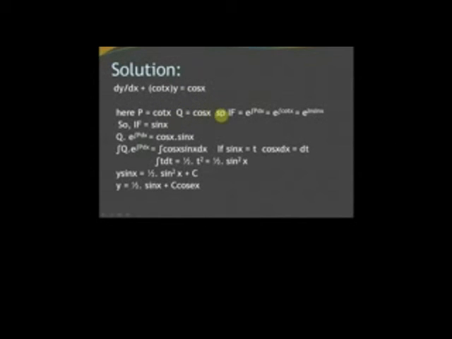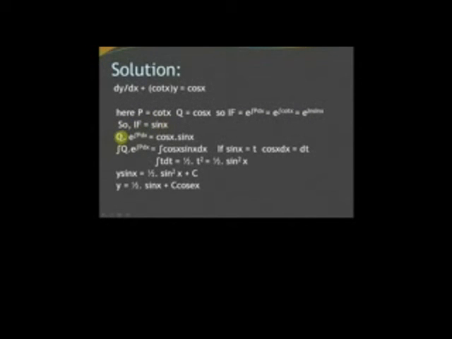So the integrating factor is e to the power of integral p dx. So this would be equal to e to the power of integral of cot x. Now the integral of cot x is nothing but ln sin x. So this would be equal to e to the power of ln sin x. And so e to the power of ln sin x is nothing but sin x. And thus the integrating factor is equal to sin x.